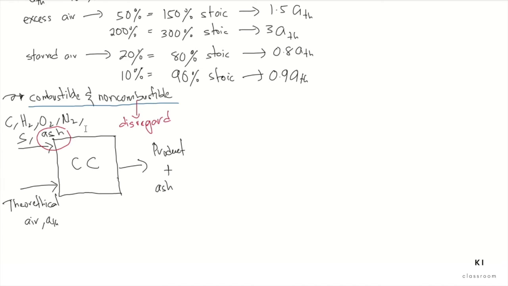So if you have a problem, for example coal, inside it is the chemical components. One of them is ash, and we assume it as non-combustible. So only C, H2, O2, N2, and S combust with the air and produce the product. So the product is actually the product plus ash, right?